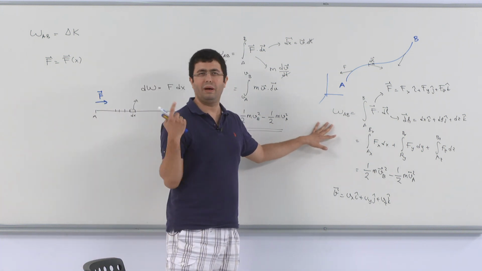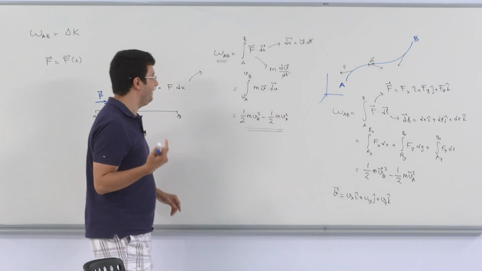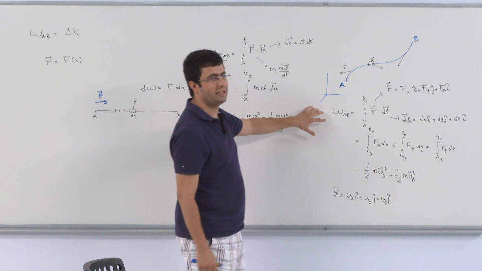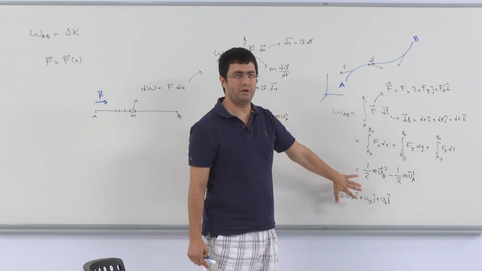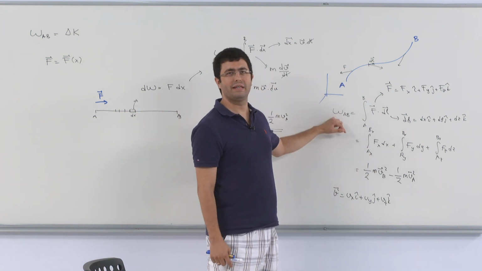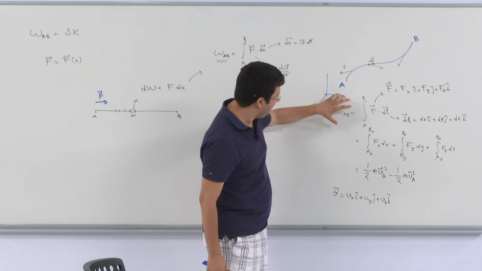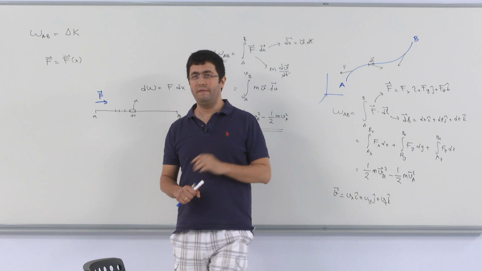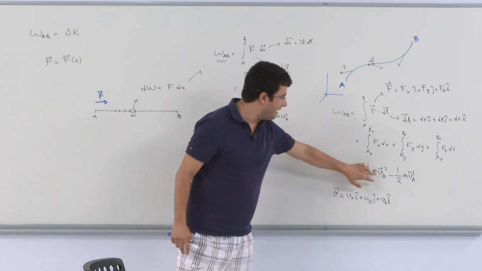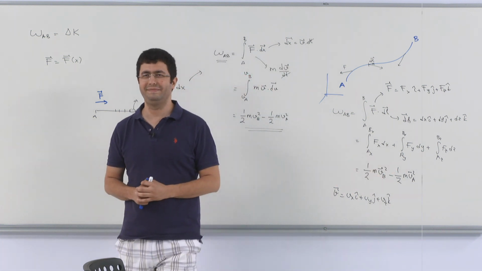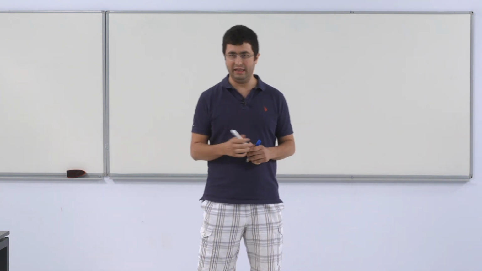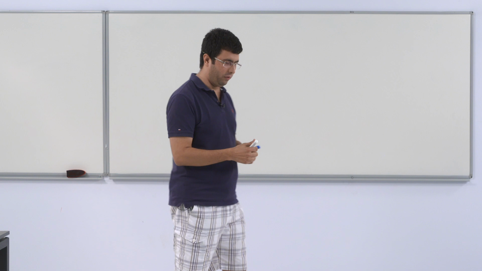So we just learned that nothing changes. You can think about a one-dimensional problem with a constant force. You can think about a one-dimensional problem with a varying force. You can think about a 3-dimensional problem with a varying force. The work-energy theorem always holds. Every time you have to do some work on the system in order to change its velocity from point A to point B. Now, as an example, I will consider a one-dimensional example with a varying force.